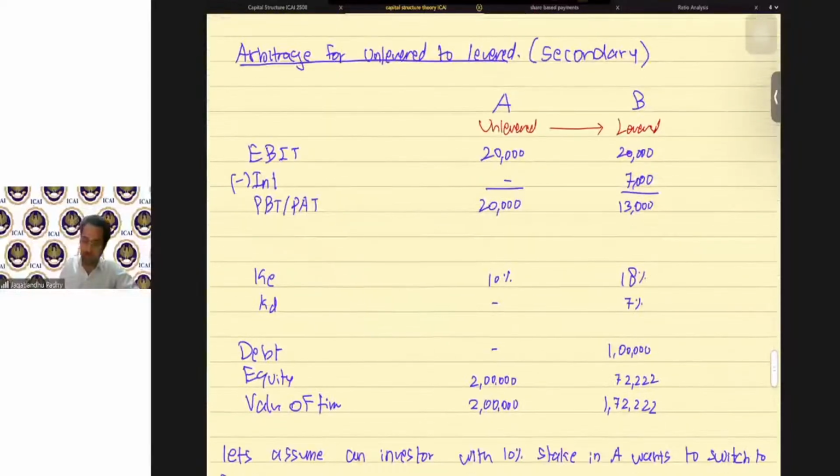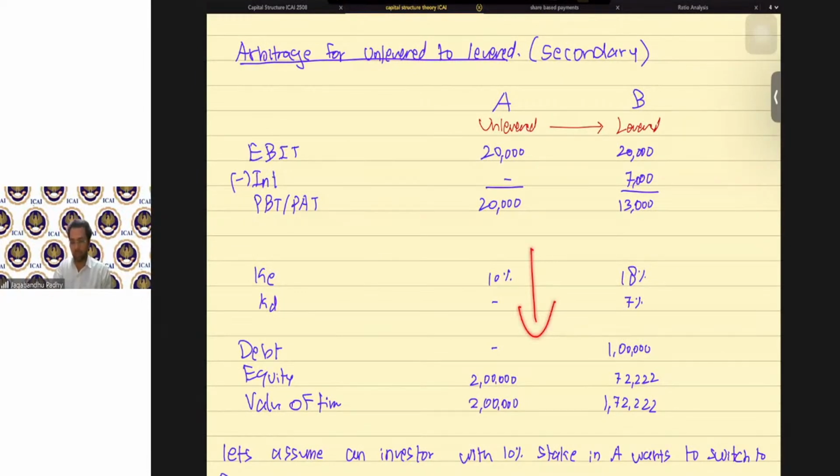So investors will switch from the unlevered to the levered entity. The unlevered firm will have a value which is definitely more than the levered. But as the investors switch, the unlevered firm will face a reduction in value and the levered firm will face an increase in value. Overall, over a period of time, they will settle down to one equal value. Okay, so that was the secondary arbitrage. Is this clear, everyone? The secondary arbitrage?